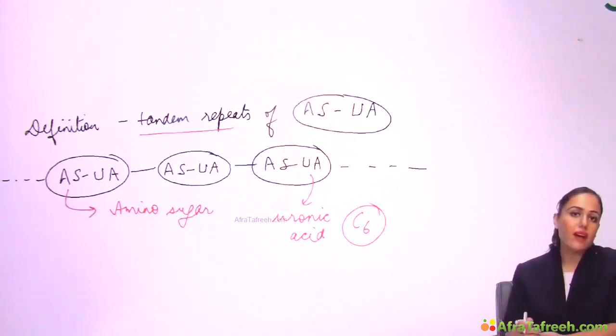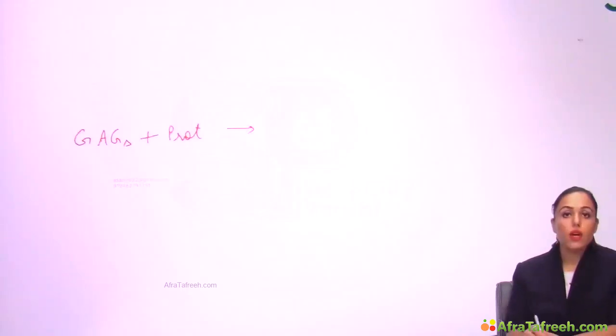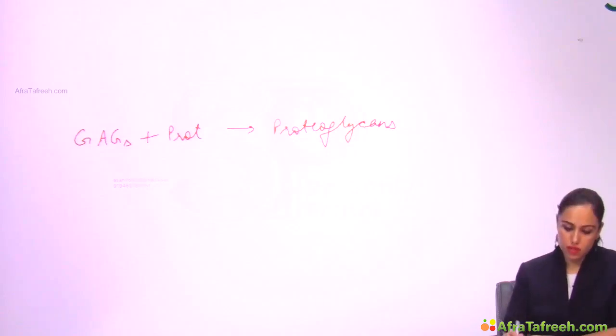And all the GAGs combine with proteins. All the GAGs combine with proteins to make proteoglycans. So they're also called proteoglycans. Let's see the difference between proteoglycan and glycoprotein.